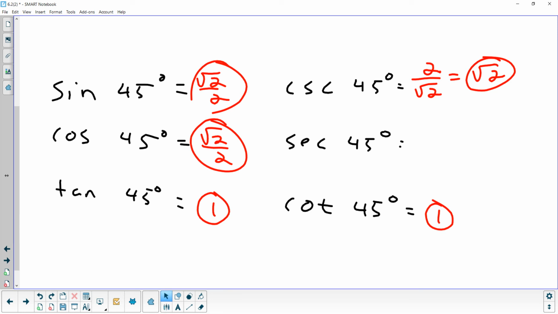So that's what you get before you flip it, but now I want to flip that. So what do you get when you flip that? Square root of 2. It's the same as the sine. Because the sine and the cosine are the same, then the cosecant and the secant are going to be the same. Any questions on that one?